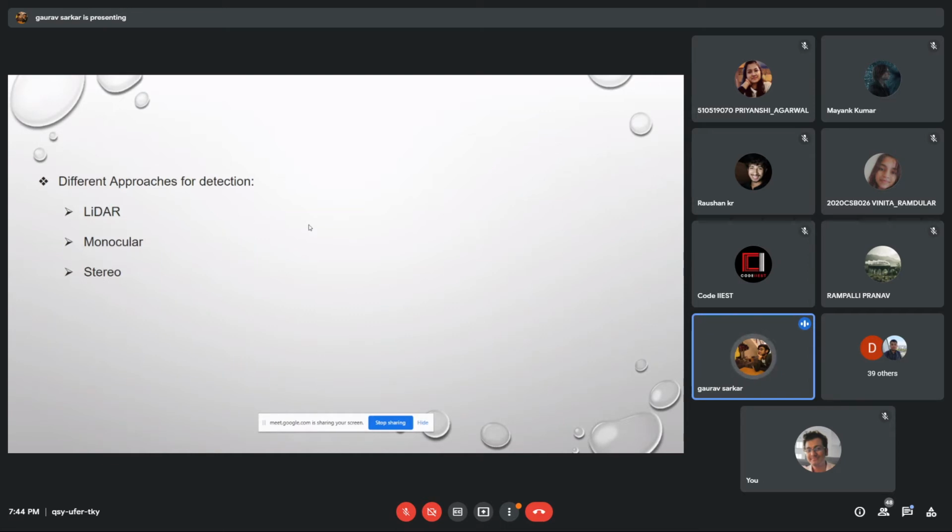The next approach can be monocular. By monocular, I mean that there will be a camera, just a single camera fixed on your car, and it will take the images of nearby cars, nearby objects. You can say it's just like the human eye. It will take the pictures of the objects and it will report. Now I want someone to speak up: why I said just like the human eye? Does anybody have the slightest idea why I said that?